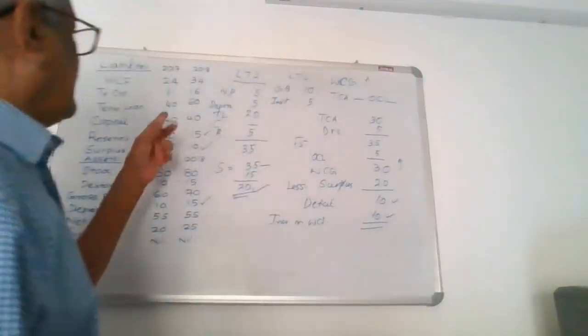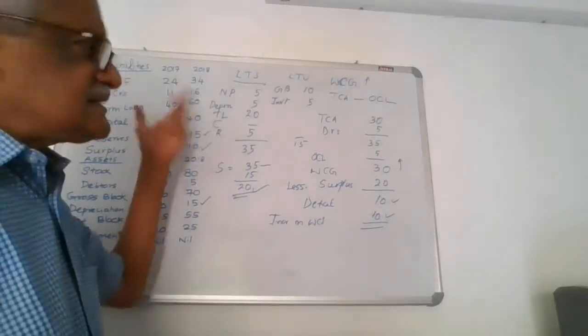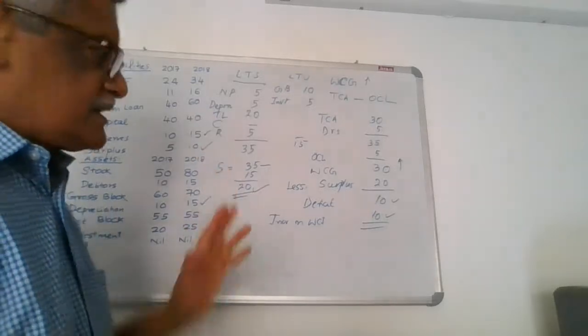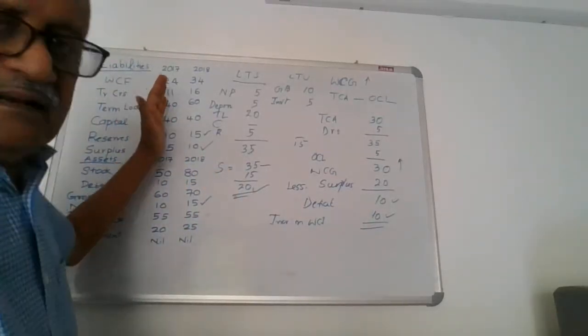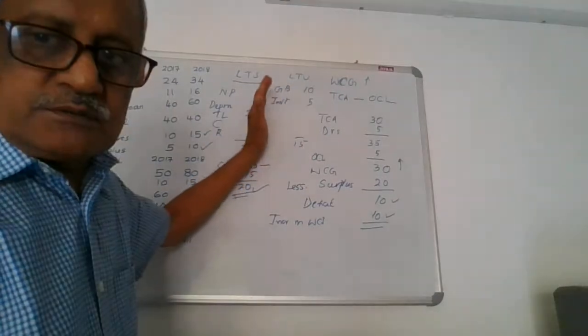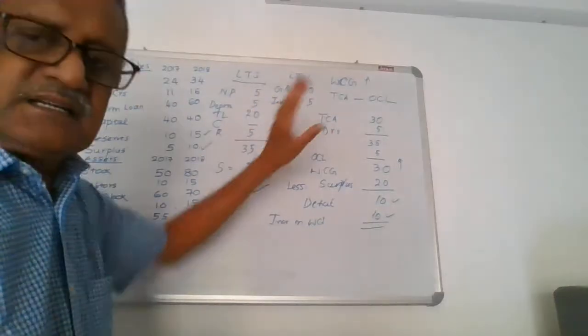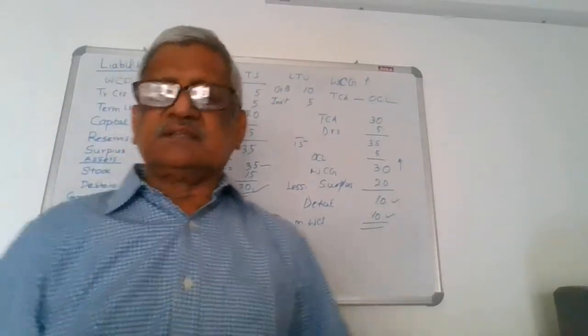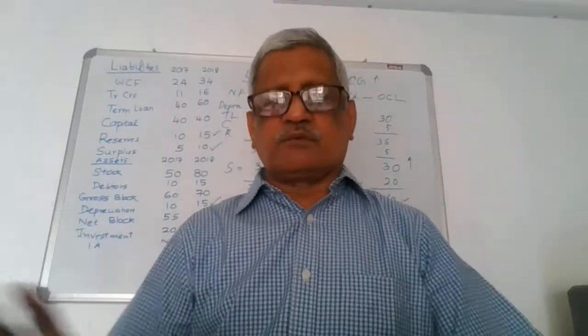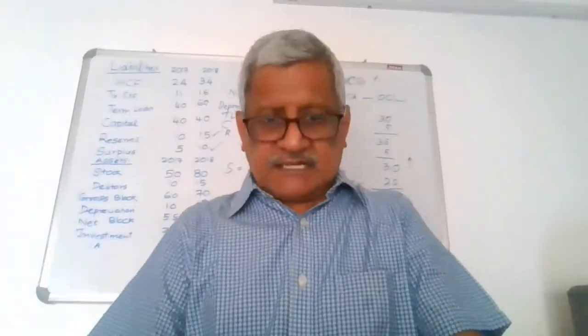Suppose any of the long-term sources is found to be decreasing, then it will go to the long-term use. Because we have learned that increase in liability is a source, decrease in asset is a source. Decrease in liability is a use or increase in asset is a use. This is the basic principle based on which the CMA form number 6 works. I hope you have understood this.